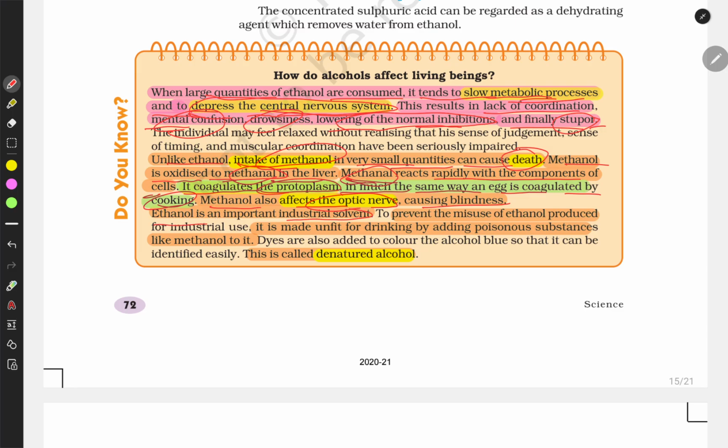Ethanol is important as an industrial solvent. To prevent the misuse of ethanol produced for industrial use, it is made unfit for drinking by adding poisonous substances like methanol to it. This is called denatured alcohol. Dyes are also added to color the alcohol so that it can be identified easily. This is called denatured alcohol.